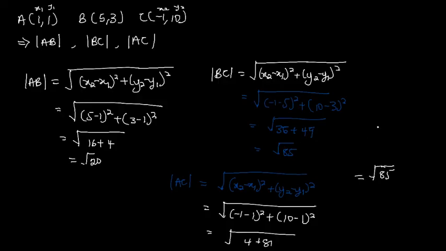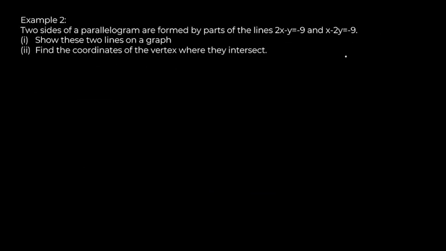Now if you look at it, you realize that the distance BC is equal to the distance AC. Because BC is equal to AC, it means that the triangle that we were given is indeed an isosceles triangle, since the distance between two of the points are the same. Alright, so let's have a look at another example.